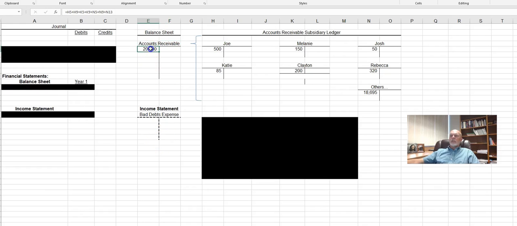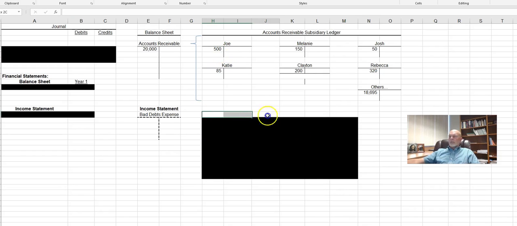So we've got $20,000 in accounts receivable consisting of all of these individual customer balances. Suppose we wanted to evaluate the quality of that $20,000. We know what these individual customer balances are. Joe owes us $500. Well, how long has he been owing that money to us? Is all of that brand new, or is some of it old?